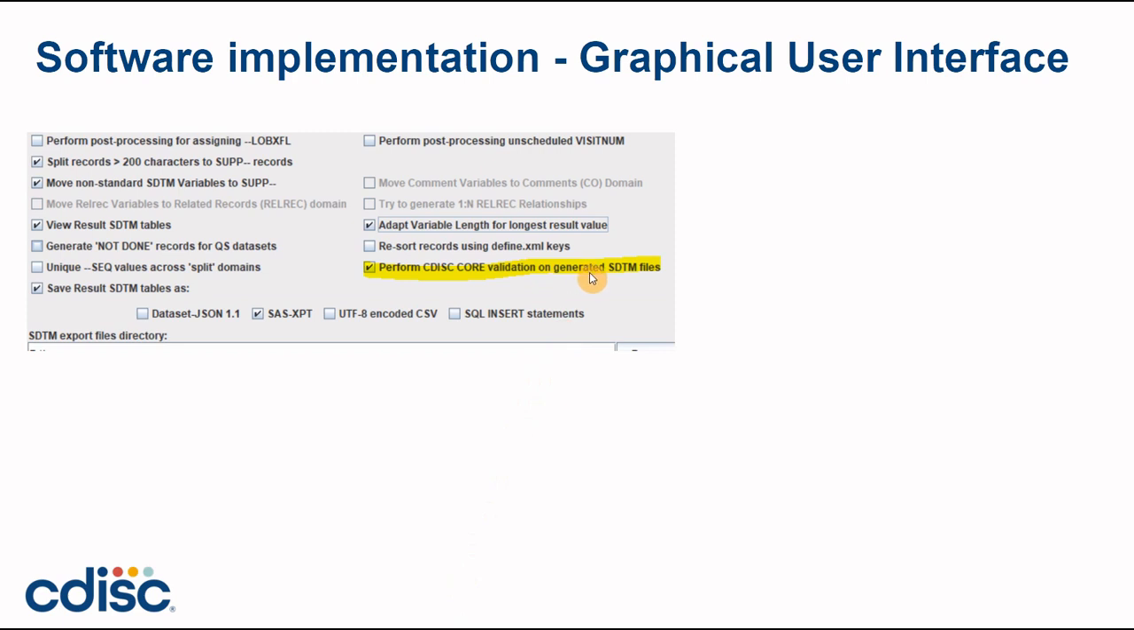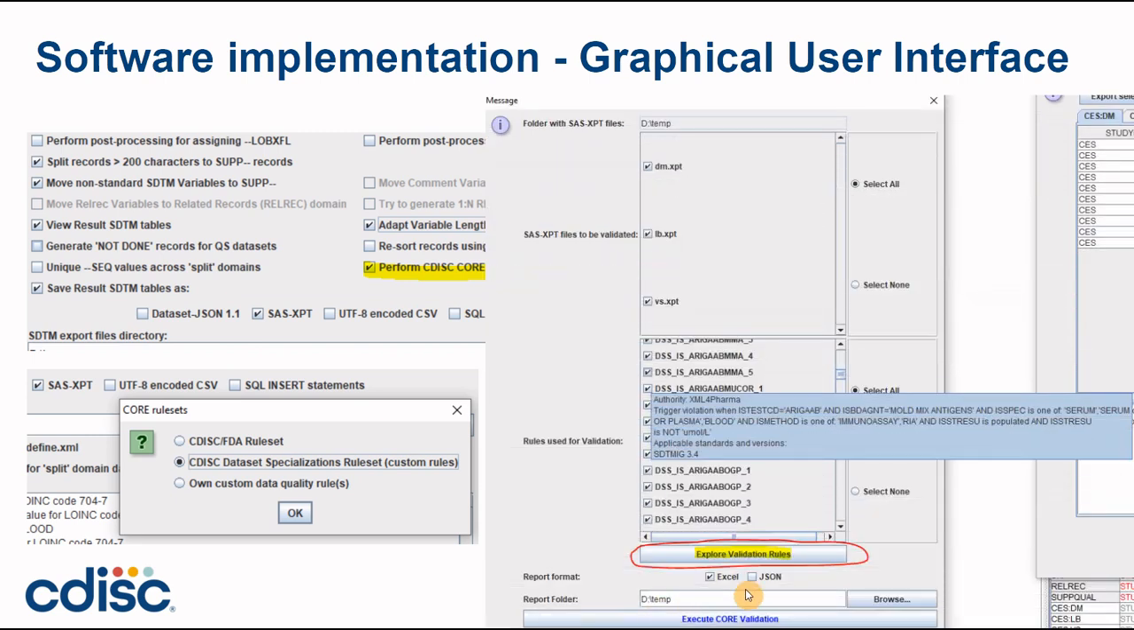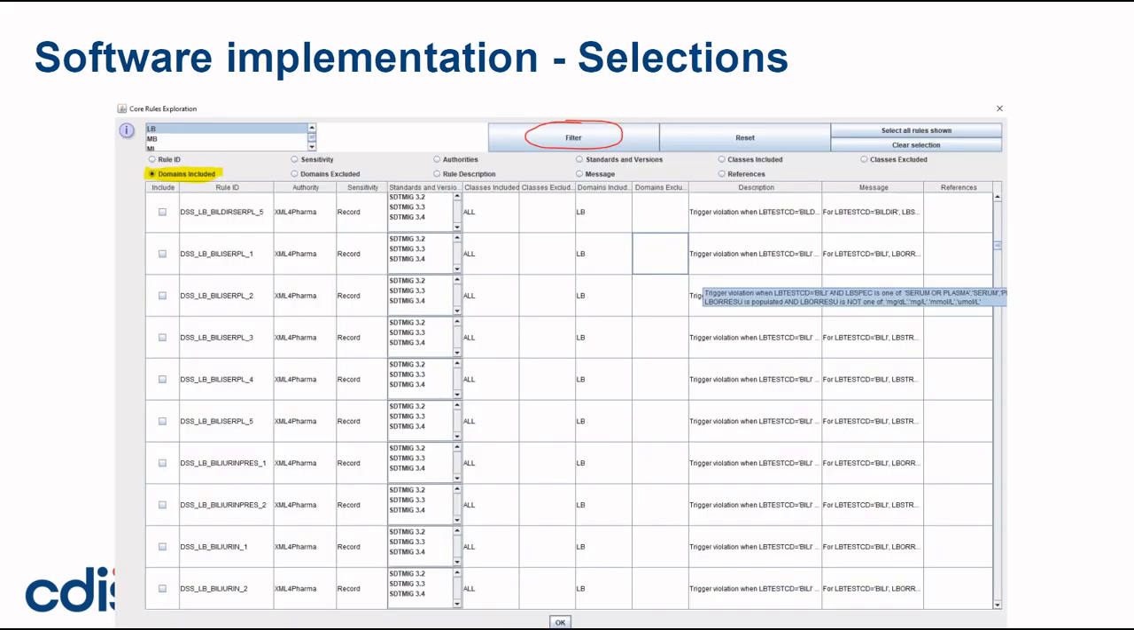Here is a screenshot of the GUI of our mapping software. When starting the execution of the mappings, there is a checkbox Perform CORE Validation. It is then asked which sets of rules must be applied. And one can then even explore the rules and make selections. In the Selections dialog, one can then apply filters on almost anything.